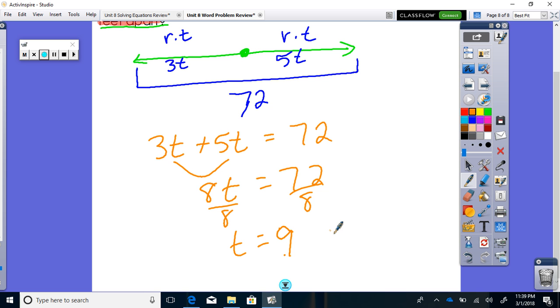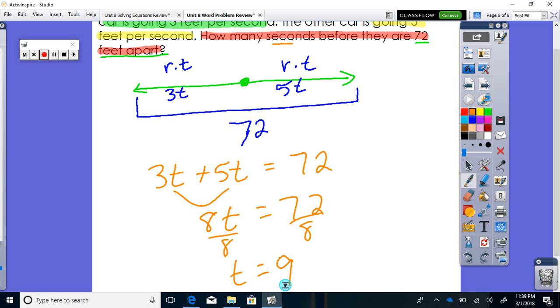So it will take, I want to go back up and look at my units. It was in seconds, so it'll take 9 seconds for these cars to be 72 feet apart. That's pretty quick.